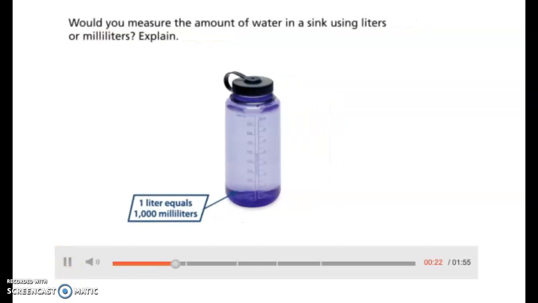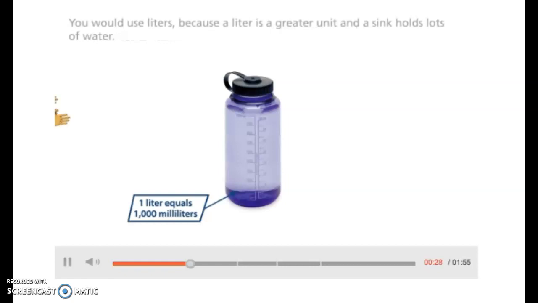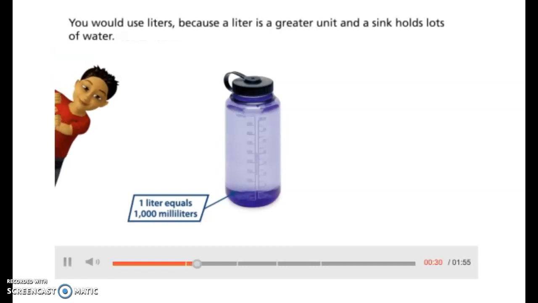Would you measure the amount of water in a sink using liters or milliliters? Explain. You would use liters because a liter is a greater unit and a sink holds lots of water.